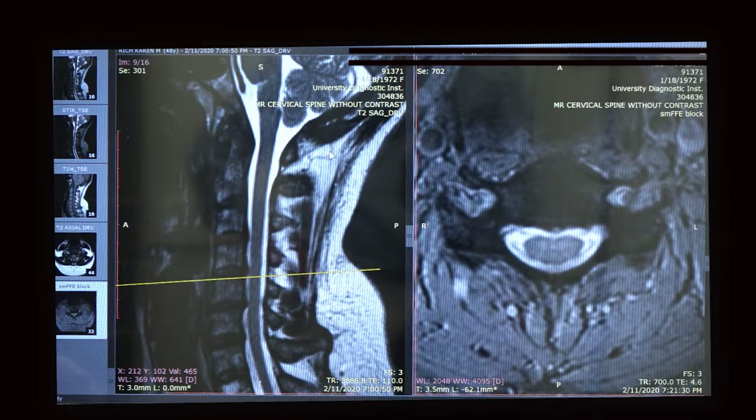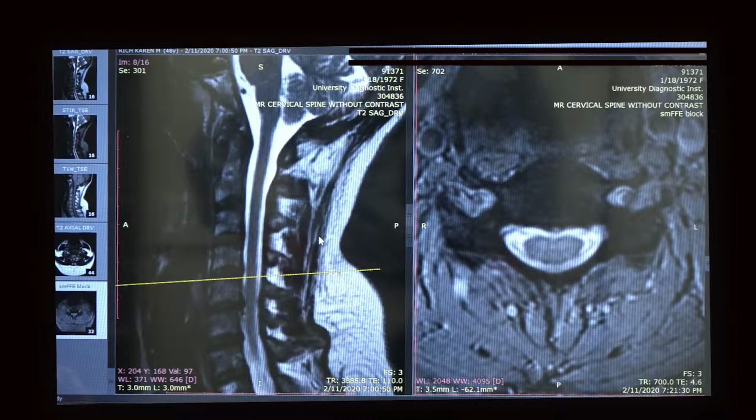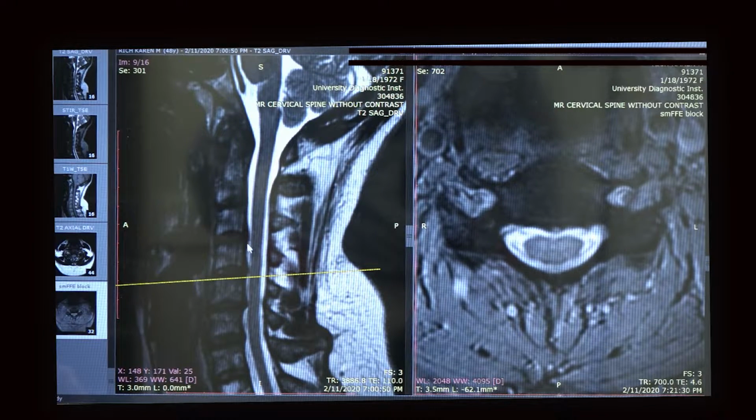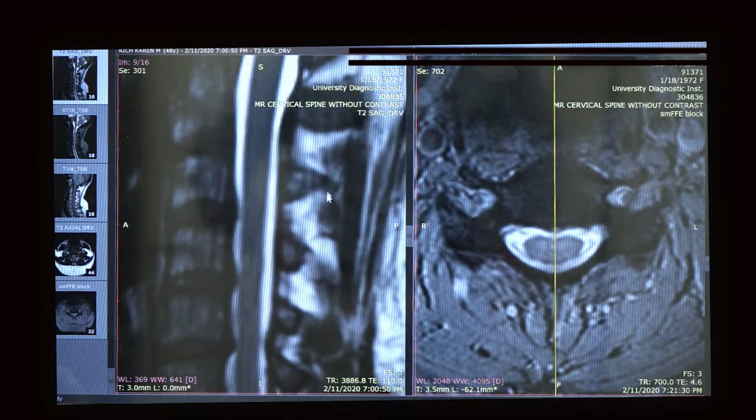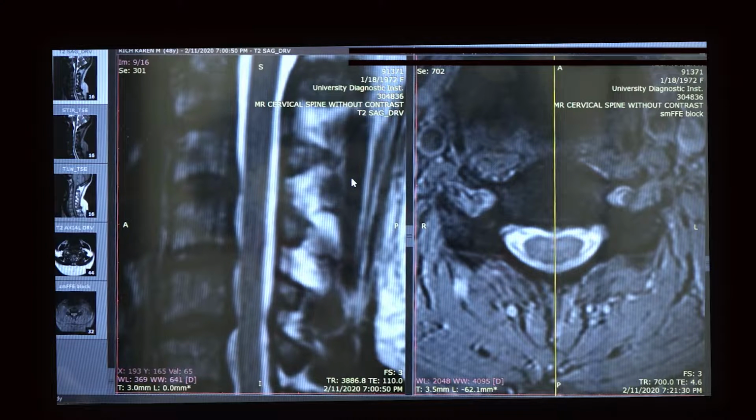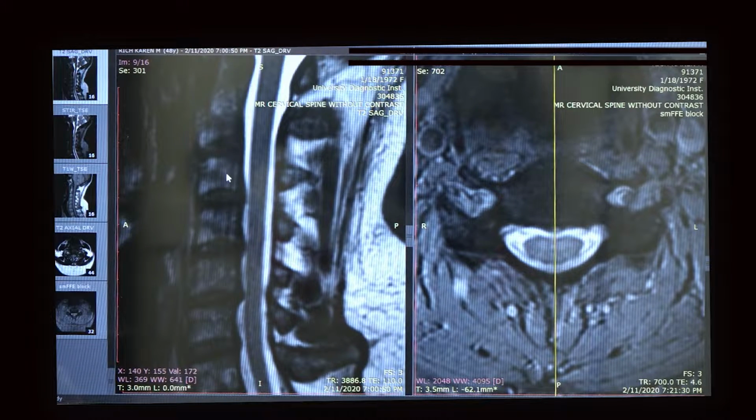Here we have an MRI of a young lady who was struck in the rear by another car and propelled forward and experienced sudden acceleration-deceleration forces, and she injured her neck. And we see the effect of those acceleration-deceleration forces in the form of evidence of disc herniations at several levels in the neck that she has, particularly at the level of 3-4, 4-5, and 5-6.